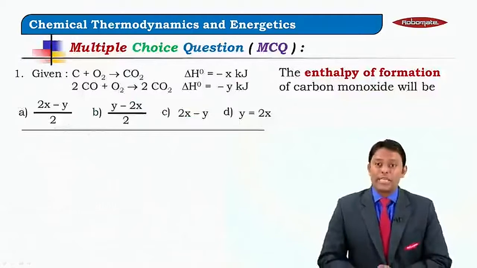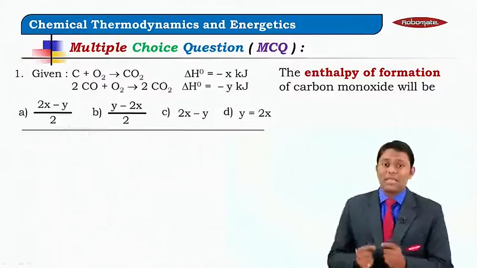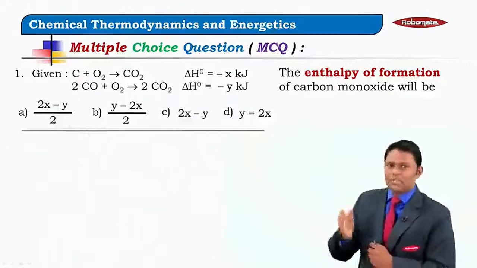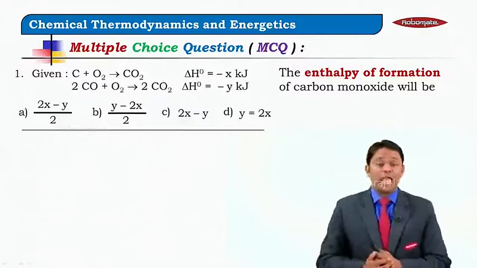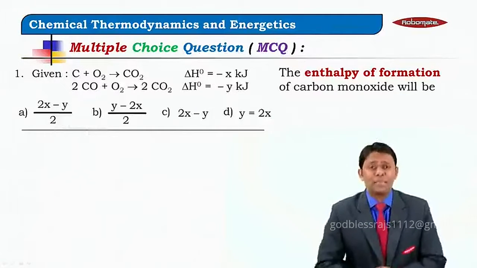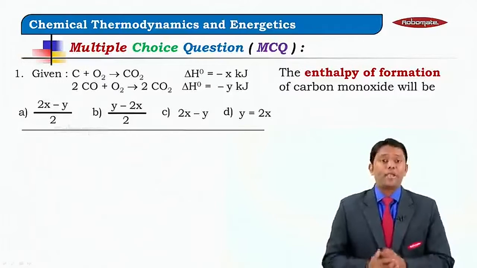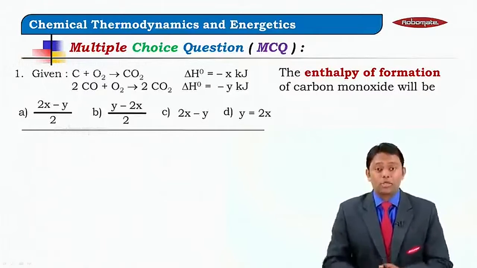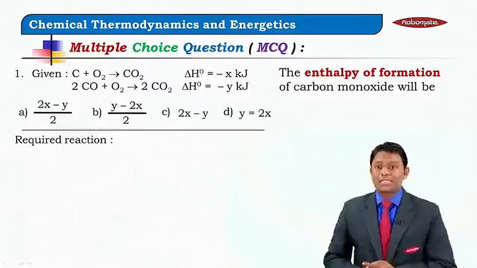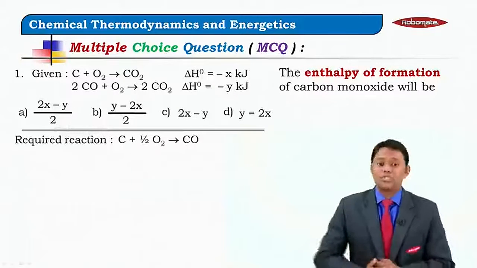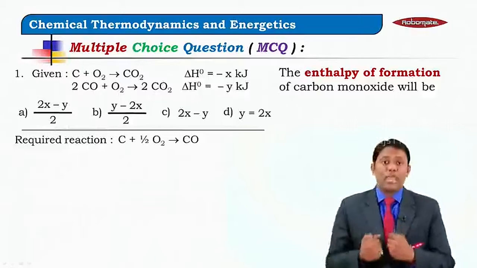The first question says carbon plus oxygen is giving you carbon dioxide and the delta H value is minus X. And for the second reaction, the delta H value is minus Y. And 4 options have been given and we have to calculate the enthalpy of formation of carbon monoxide. Now remember students, we have been told to calculate the enthalpy of formation of 1 mole of carbon monoxide. So the required reaction will become carbon plus half oxygen will give you carbon monoxide. Now this is the required equation which we have to calculate.